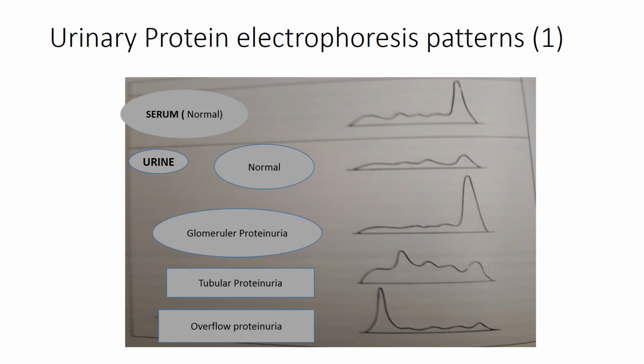In urine, after filtration, we can see that there's a drop in that peak on the right. That's on the second chart. There's a drop in the albumin peak because it's filtered by an effective glomerular filtration barrier. In glomerular proteinuria, that's the third chart, we can see that again, that peak, which represents albumin, is back. Because of a defective glomerular filtration barrier, we get more albumin appearing in the urine.